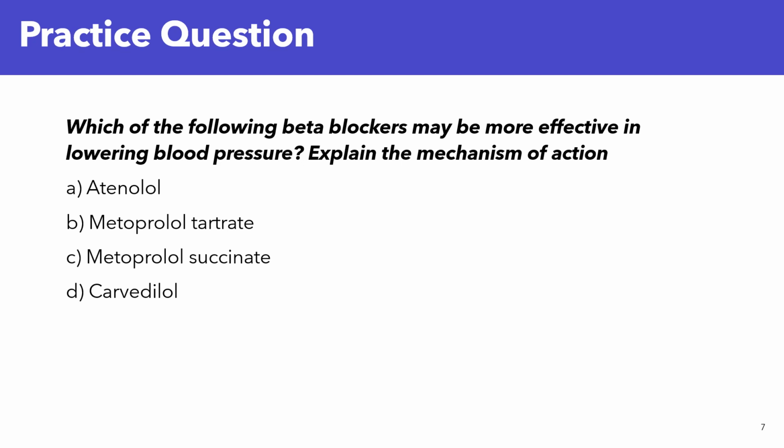Okay, so let's take a look at this. So A, atenolol. Atenolol is a beta-1 selective blocker. Metoprolol tartrate is also a beta-1 selective blocker. Metoprolol succinate is also a beta-1 selective blocker. Carvedilol is a non-selective beta and a selective alpha-1 blocker. So carvedilol, with the alpha-1 blockade, will cause vasodilation and cause a more profound lowering of the blood pressure. So the right answer is D, carvedilol.